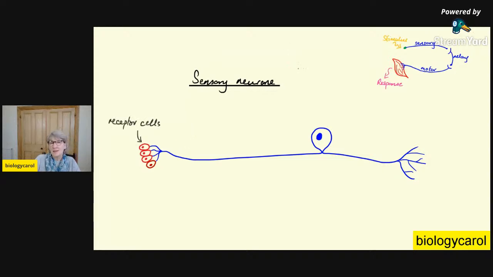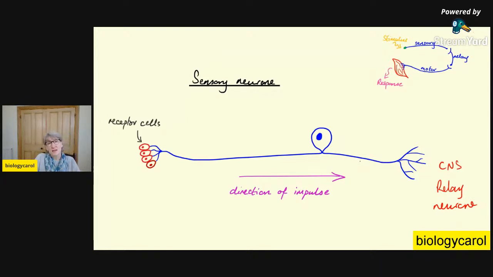That should immediately tell you the direction of the response. Because, of course, this is where the impulse is kicked off. The receptors are detecting a stimulus. So, of course, the direction of the impulse is away from the receptors towards the CNS and the relay neuron. Hopefully that makes sense. And you will notice that this is a pretty simple diagram, but it is all the detail that you need to know.